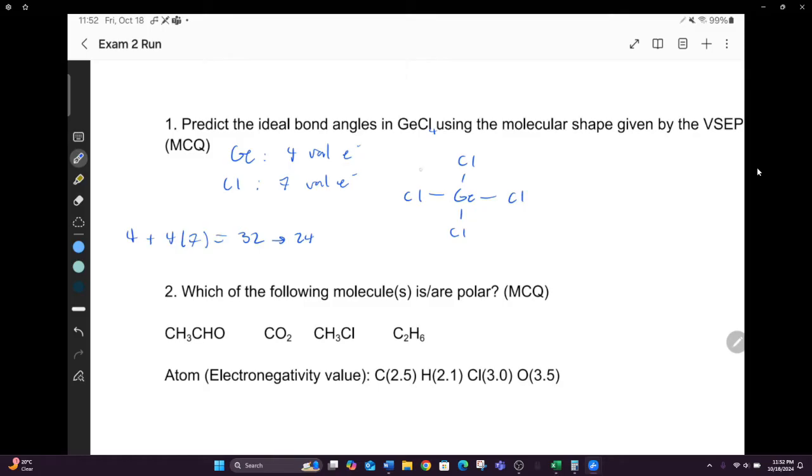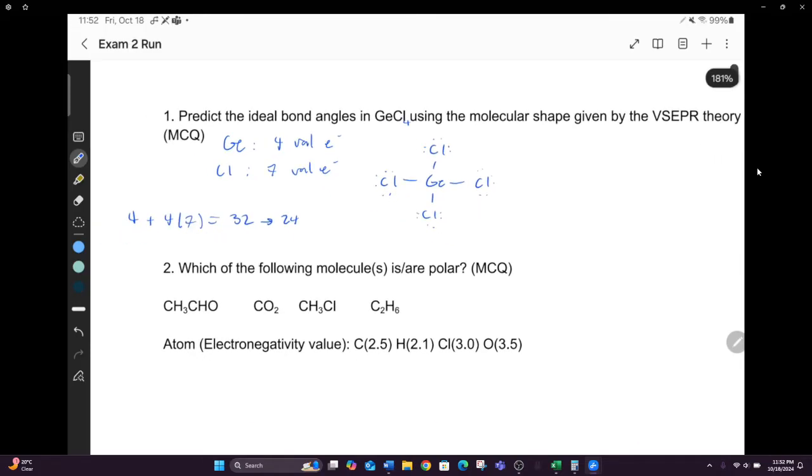And let's just put it on our different Cls. So 1, 2, 3, 4, 5, 6, 7, 8, 9, 10, 11, 12, 13, 14, 15, 16, 17, 18, 19, 20, 21, 22, 23, 24. Alright, so you can see we have 4 groups around the Ge and no lone pairs among those groups.